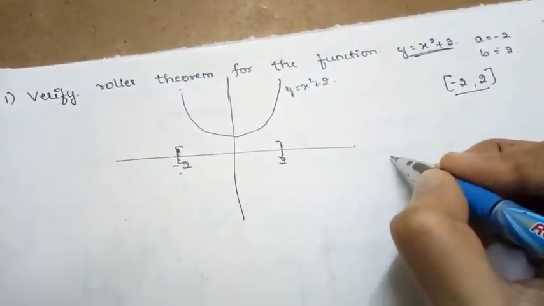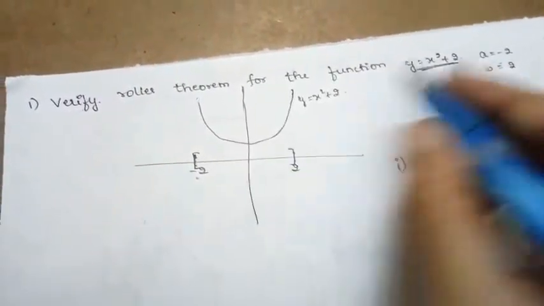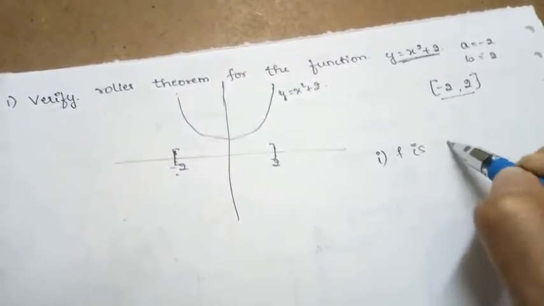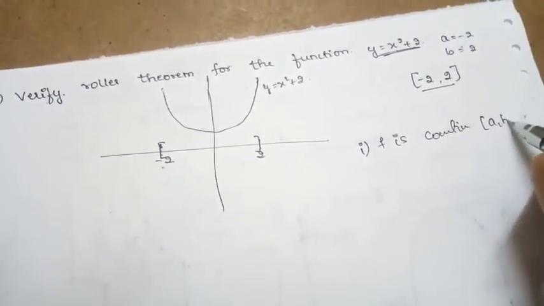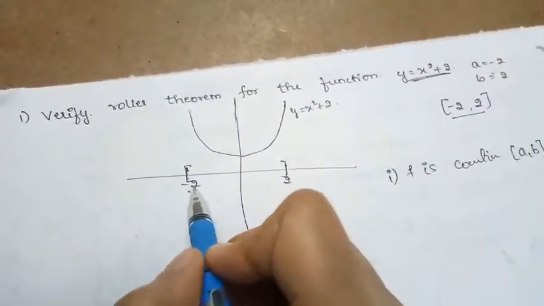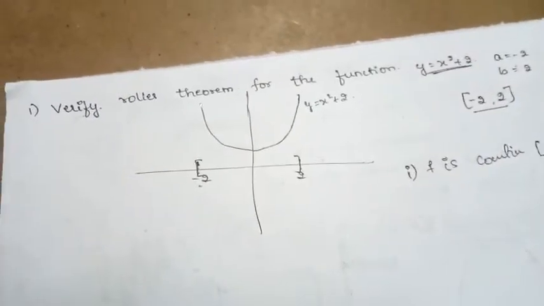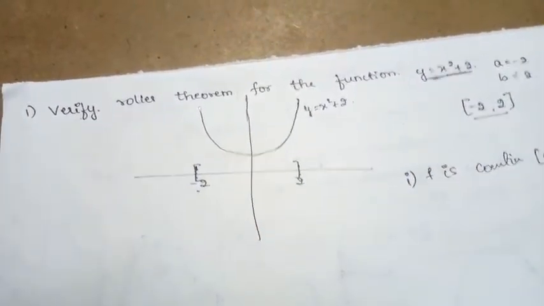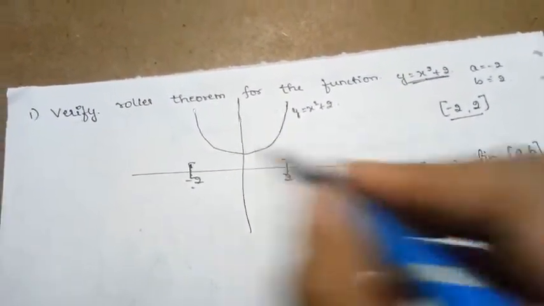So what is the first statement of Rolle's theorem? The three conditions should be satisfied. First, f should be continuous on the closed interval [a, b]. Clearly, from minus 2 to 2 this function is a continuous function. By looking at the graph itself I can say that this function is continuous on the closed interval [a, b].